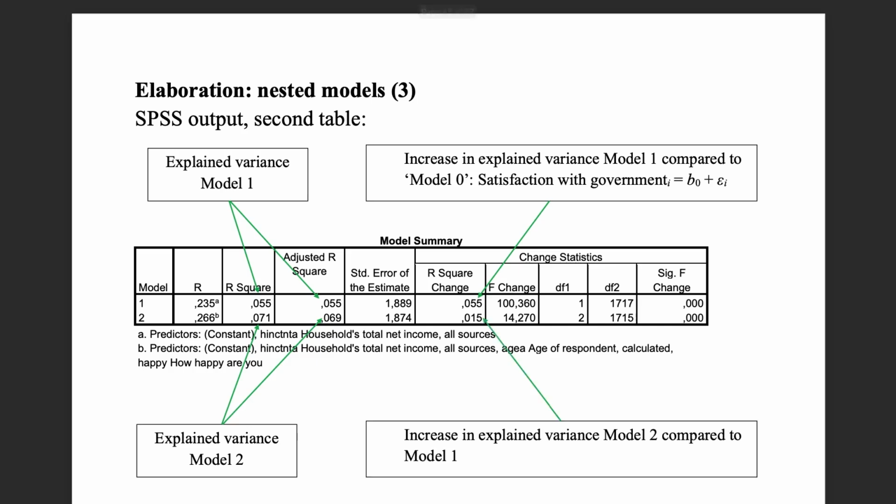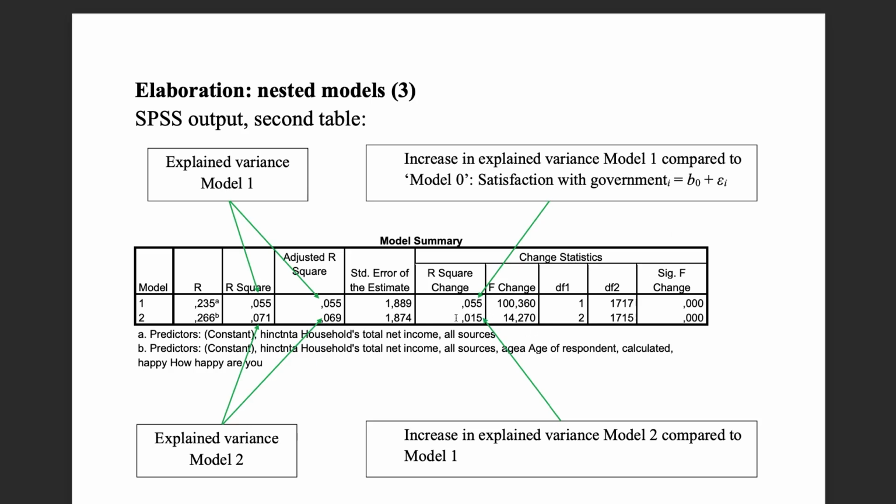It's a little bit different for the second model because the second model SPSS now compares to the first model. So model 2 is compared to model 1. So now you see that the R-square change is a different value than the R-square value for model 2. For model 2, the R-square value was 0.071. The R-square change value is 0.015. And where does that 0.015 come from?